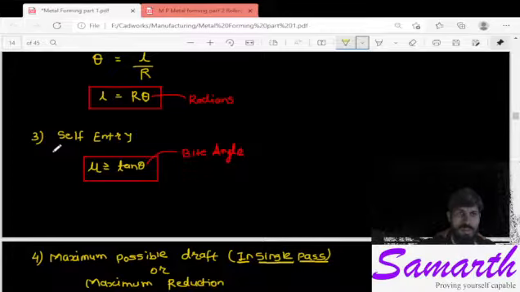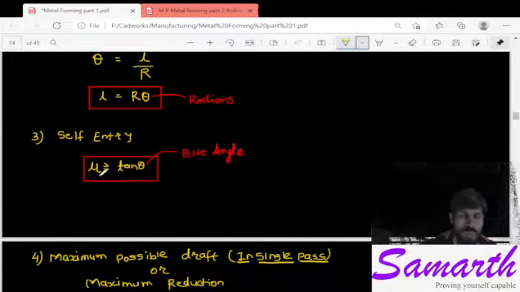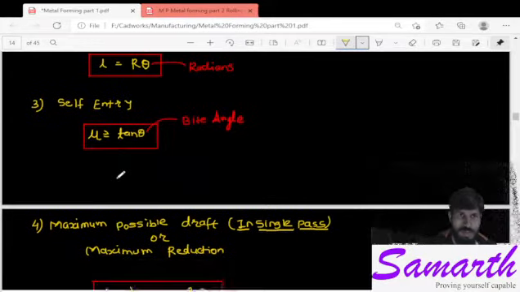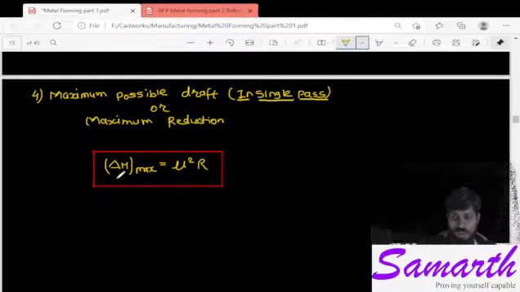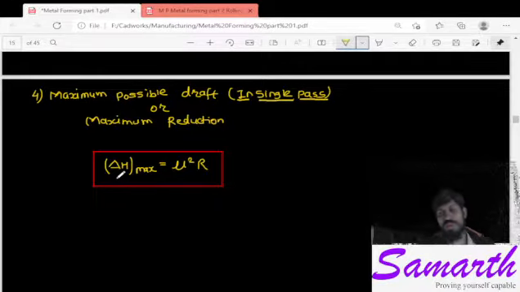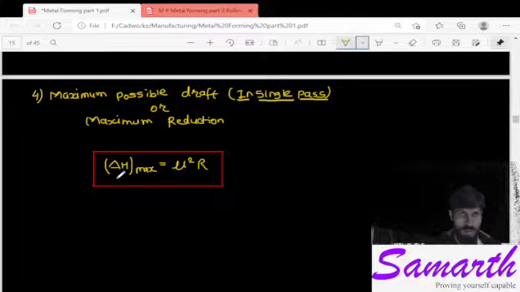Here is the self entry, which I was talking about. If you don't need any force from the left side or the entry side to continue the operation with the help of only rollers, then in that case mu should be greater than tan theta. Theta is the bite angle. This is the condition for self entry. If it is not greater than or equal to tan theta, then we need to apply force from the entry side on the sheet or plate.